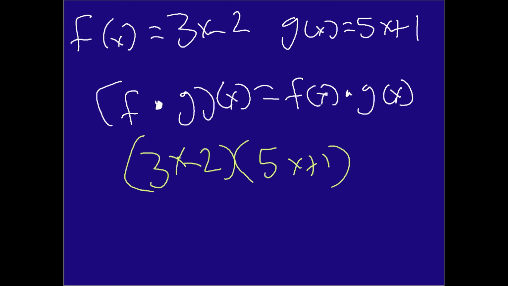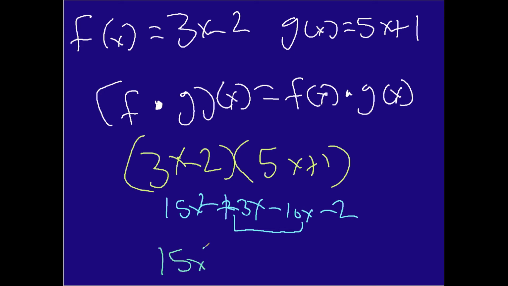So if I had to work on this real quick, I would say 3x times 5x is going to be 15x squared. 3x times 1 is going to be plus 3x. Negative 2 times 5x is going to be minus 10x, and negative 2 times 1 is going to be minus 2. And then you simplify that by combining the 3x and the negative 10x, and you get the following to wrap it up: 15x squared minus 7x minus 2, and that's essentially the end.